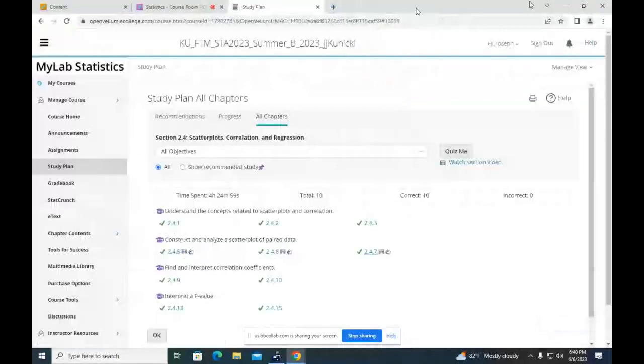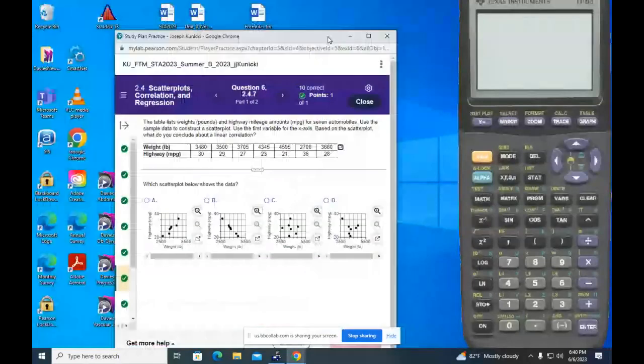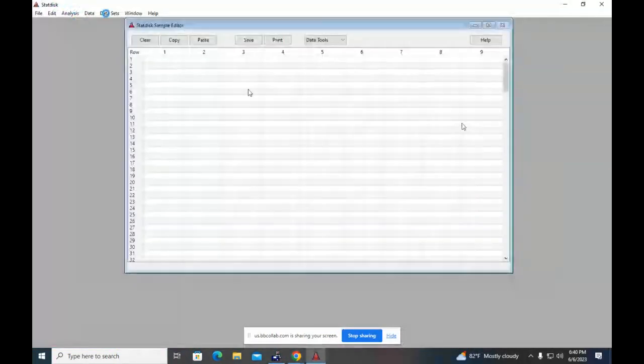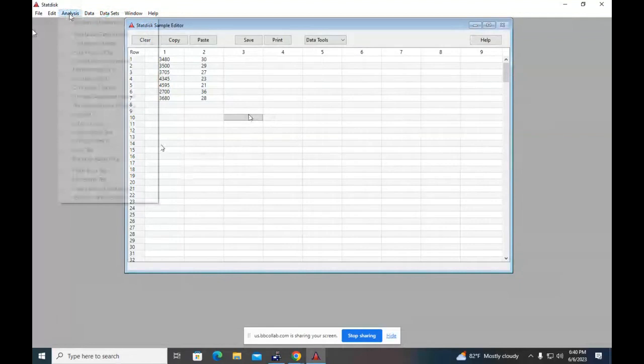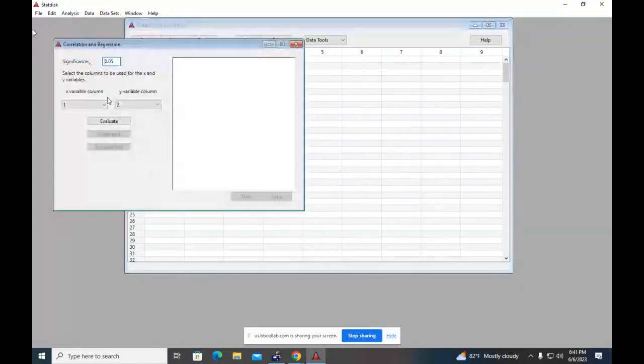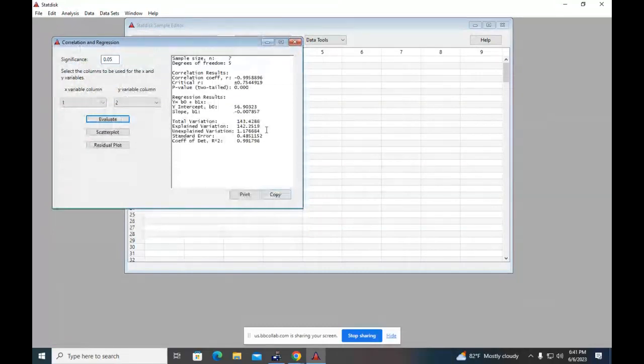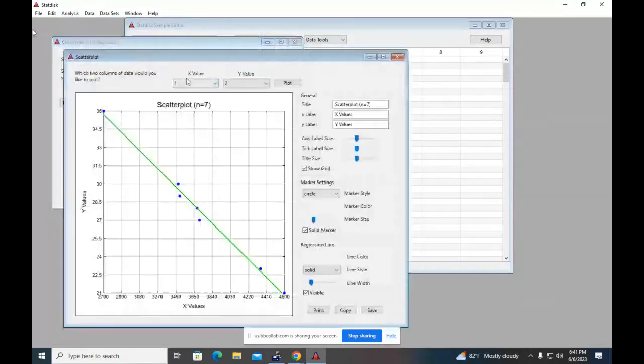There's another way I can do this. There's StatDisk. It'll be a different software, but I can hopefully show you. Okay, so I have the data on StatDisk. It's almost the same, just slightly different. So I'm going to do correlation regression. So there's our scatter plot.